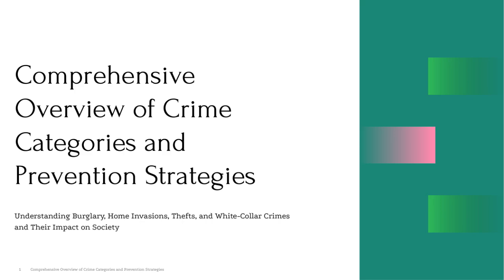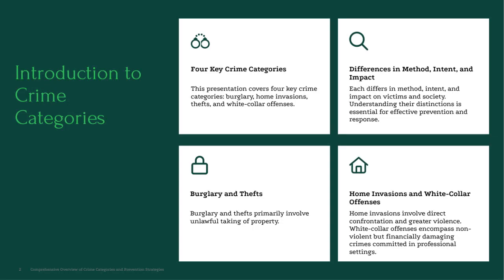Let's get started. Today, we'll focus on four main types of crime: burglary, home invasions, thefts, and white collar offenses. Each of these categories is unique in how they are carried out, what motivates the offenders, and the impact they have on victims and society as a whole. Understanding these differences is crucial for developing effective strategies to prevent and respond to these crimes.